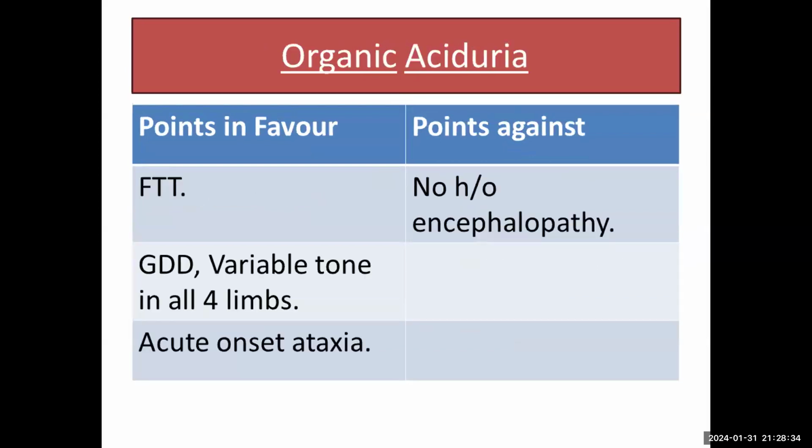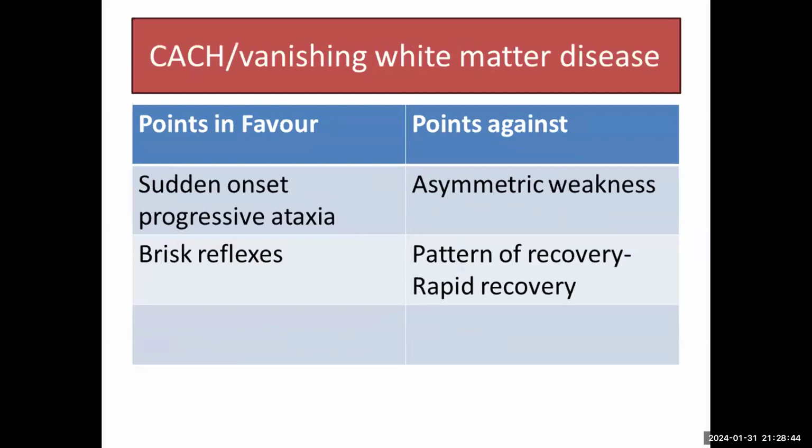Organic aciduria, points in favor were failure to thrive with GDD with variable tone in all 4 limbs with acute onset ataxia, and point against was no history of encephalopathy. Points in favor of CSH or vanishing white matter disease were sudden onset progressive ataxia with brisk reflexes, and points against were asymmetric weakness and pattern of recovery. In this child, the rapid recovery was within 3 to 4 days.